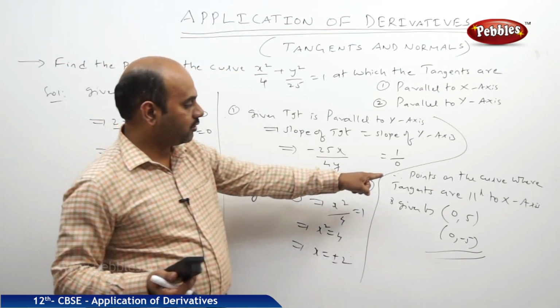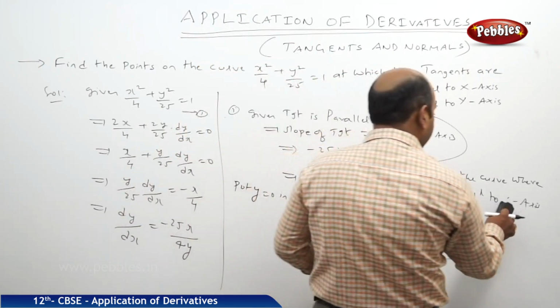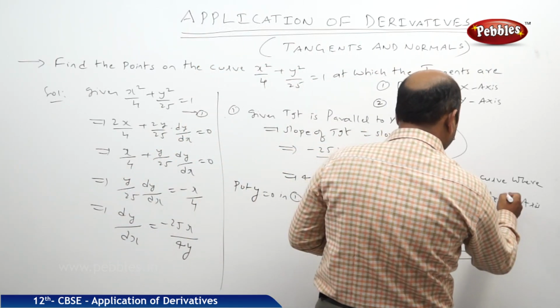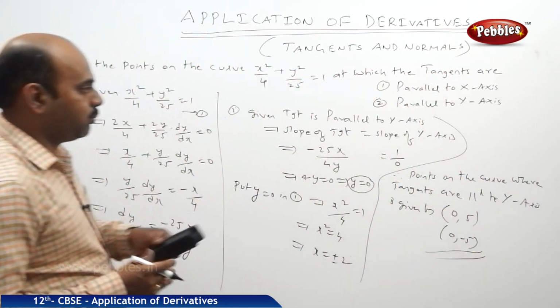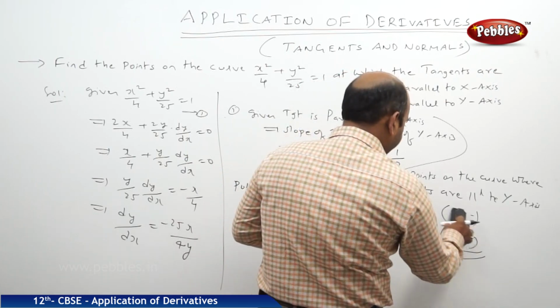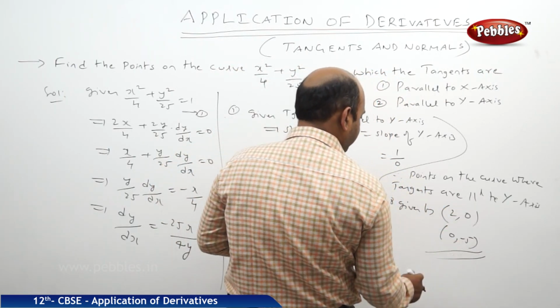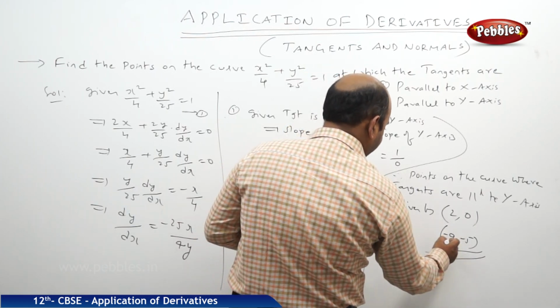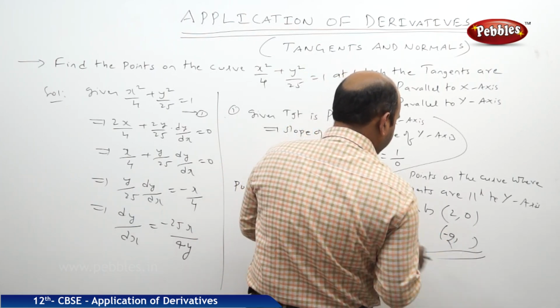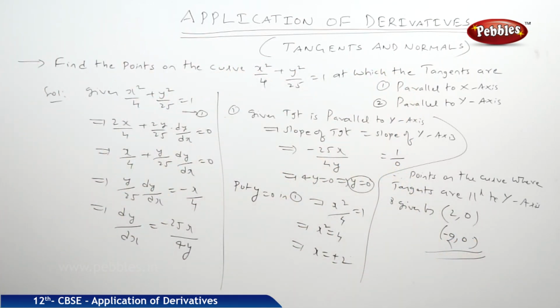Therefore, finally, what should I write? Points on the curve where tangents are parallel to y-axis are given by this. In place of x, first time I need to take 0, y means always 0, and here I need to take minus 2, and here it becomes 0. So it's a very, very important problem. Everyone pay attention while doing this problem.